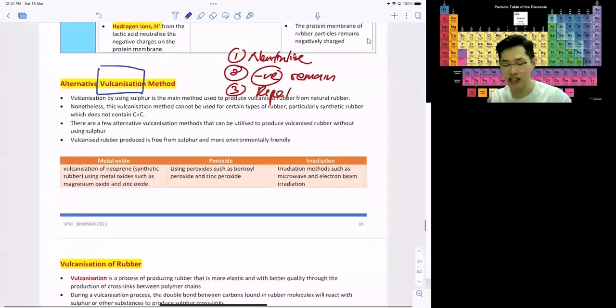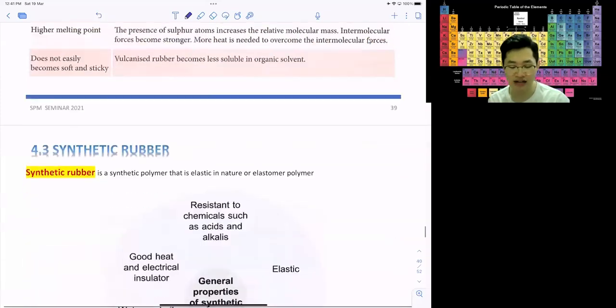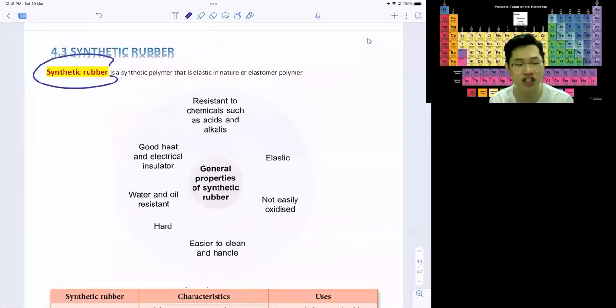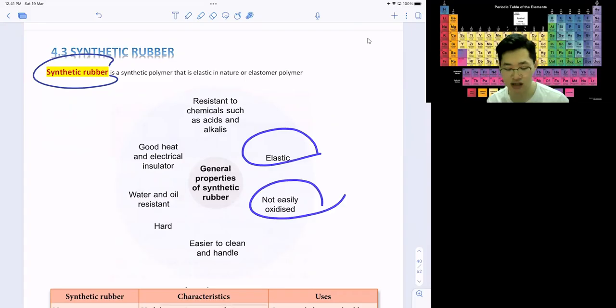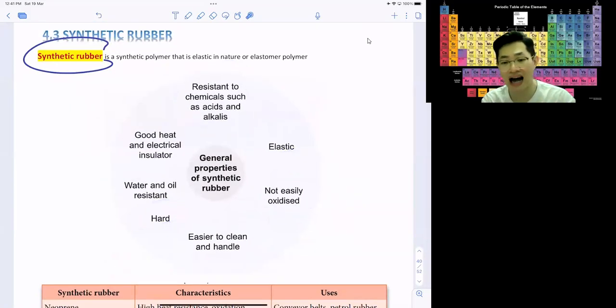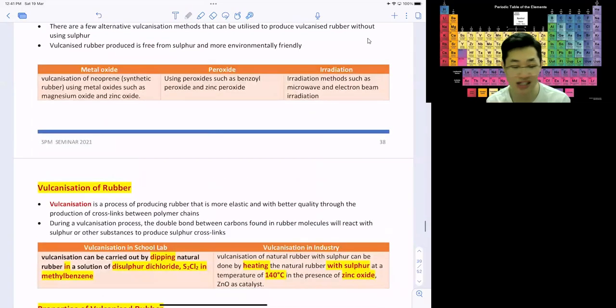Okay, you don't have to care too much about synthetic rubber. Synthetic rubber is not a very important one. Basically, synthetic rubber is just like vulcanized rubber. You can just think of it as the same thing, it will be easier. They have the same properties: very elastic, not easily oxidized, hard, resistant to chemicals, or high resistance to heat. So you don't care about this. You just think of it as vulcanized rubber.